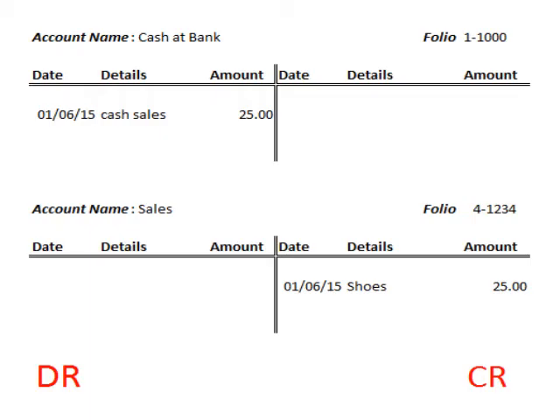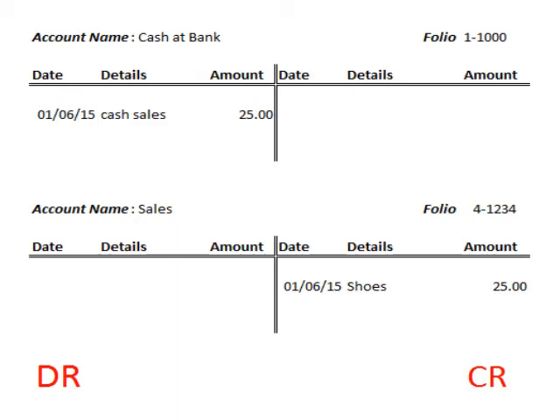What you'll also notice is the way in which these ledger accounts are set out. Date, detail, amount on the debit side, date, detail, amount on the credit side. These are known as T accounts. And this is what it looks like in a manual recording system.